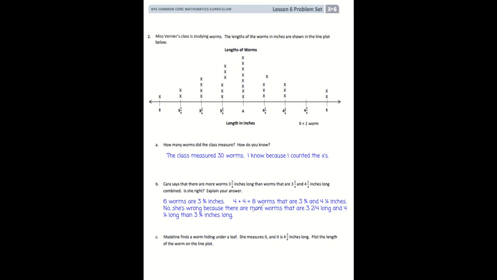So no, she's wrong because there are more worms that are 3 2/4 inches long and 4 1/4 inch long than the 3 3/4 inches long.